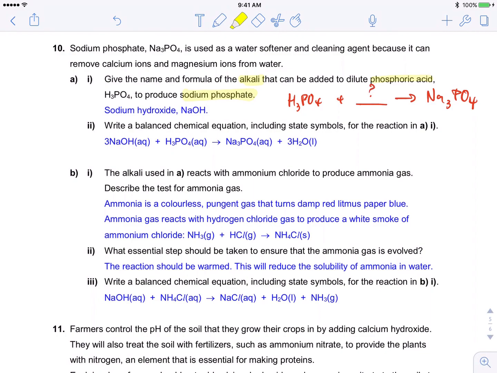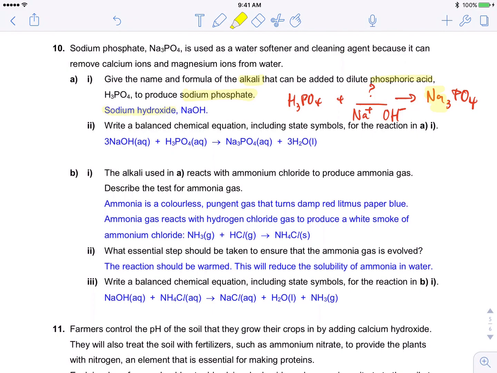You know that it must be sodium something, right? Because the alkali gives you the cation of the salt. So you know it must be sodium something. And since it's an alkali, it should be a hydroxide. So answer is sodium hydroxide.